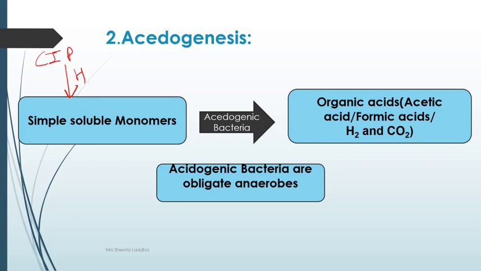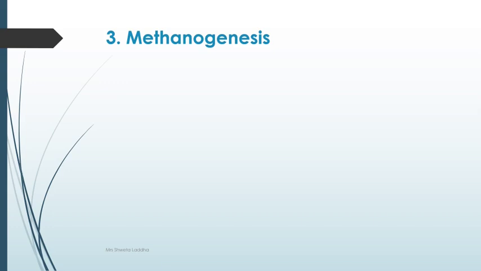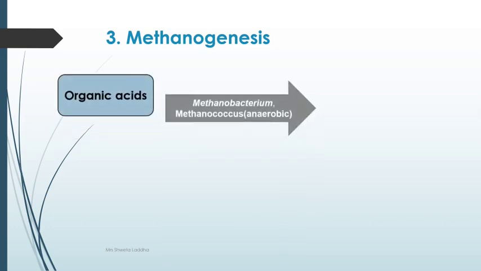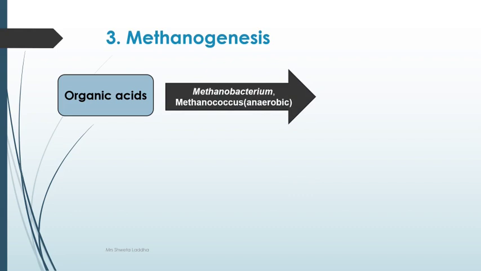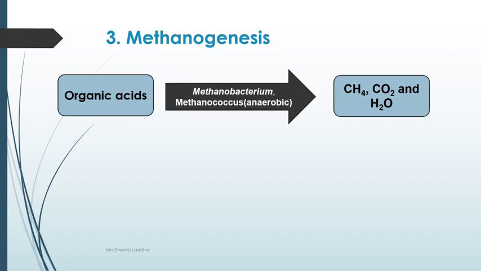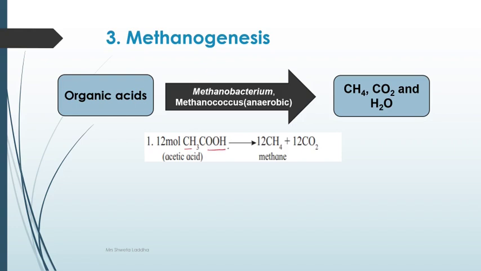Now after this, these acids undergo the third step, that is methanogenesis. The organic acids, the acetic acid, the formic acid, are acted upon by Methanobacterium or Methanococcus bacteria, which are anaerobes, and they form gases like methane, carbon dioxide, and sometimes water is also liberated. For example, acetic acid, CH3COOH, is converted by these bacteria into methane and carbon dioxide gas. Both are gases.